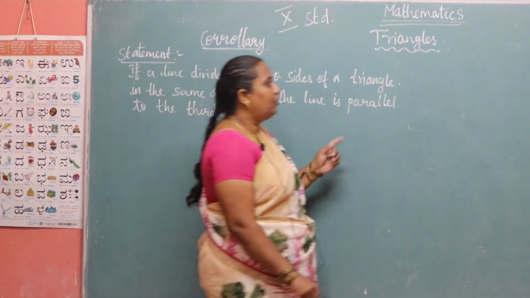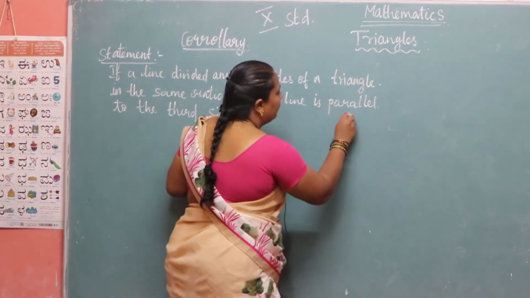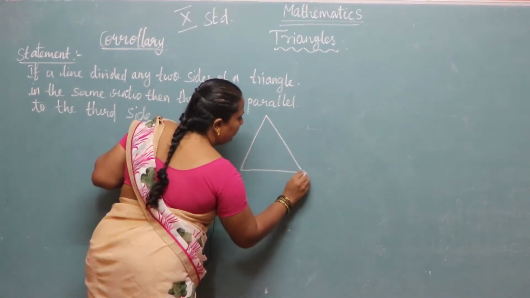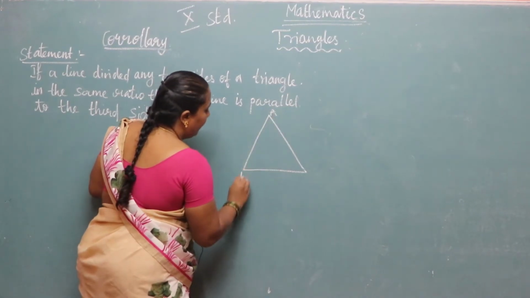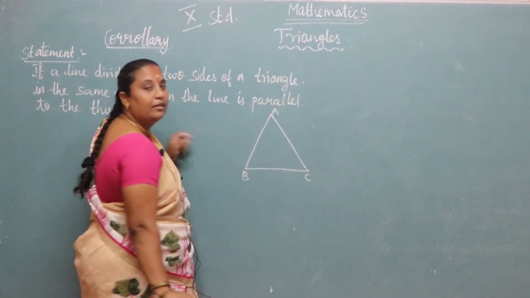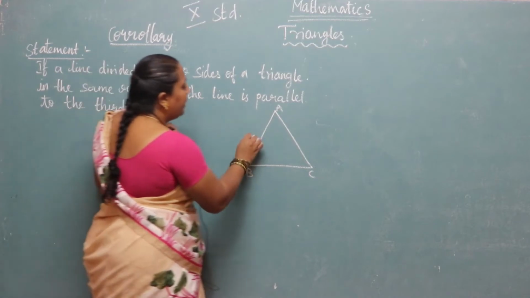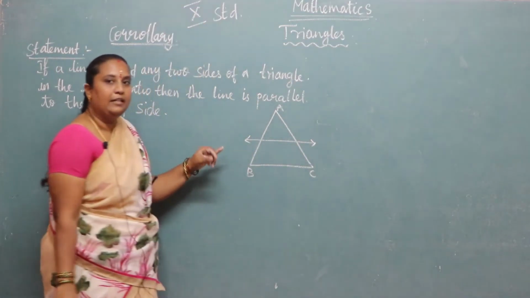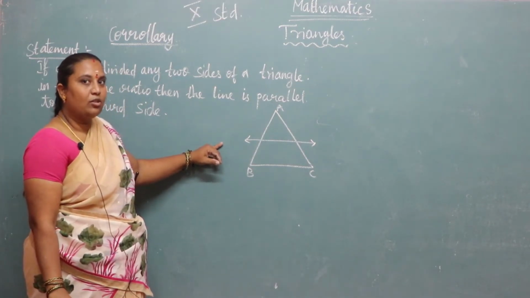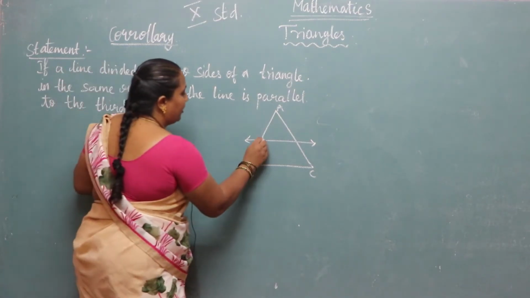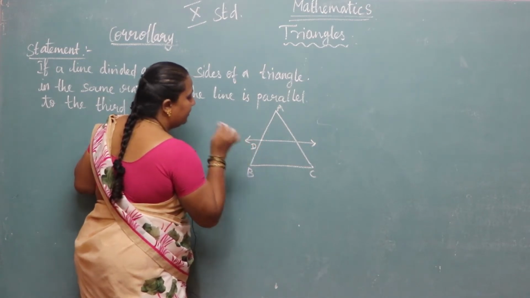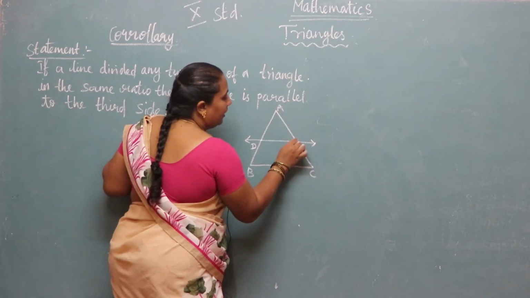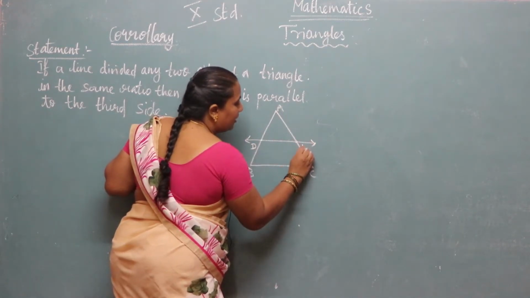Okay, so first we should draw a triangle here. Okay, so here A, B and C, this is a triangle. Okay, a line is passing through two sides of a triangle. This point we can name it as D. Okay, and the other side AC, the line intersects at the point E.